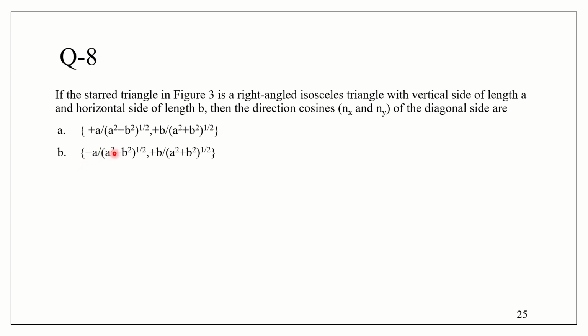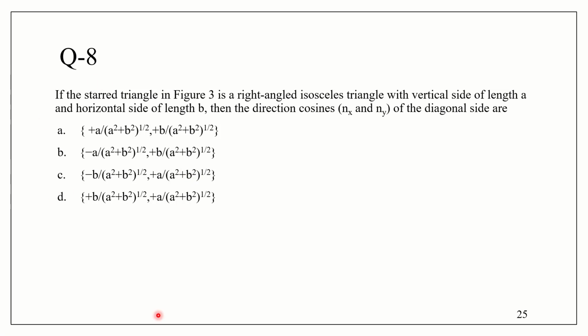Option B is minus a by root of a square plus b square, plus b by root of a square plus b square. Option C is minus b by root of a square plus b square, plus a by root of a square plus b square. Option D is plus b by root of a square plus b square, plus a by root of a square plus b square.